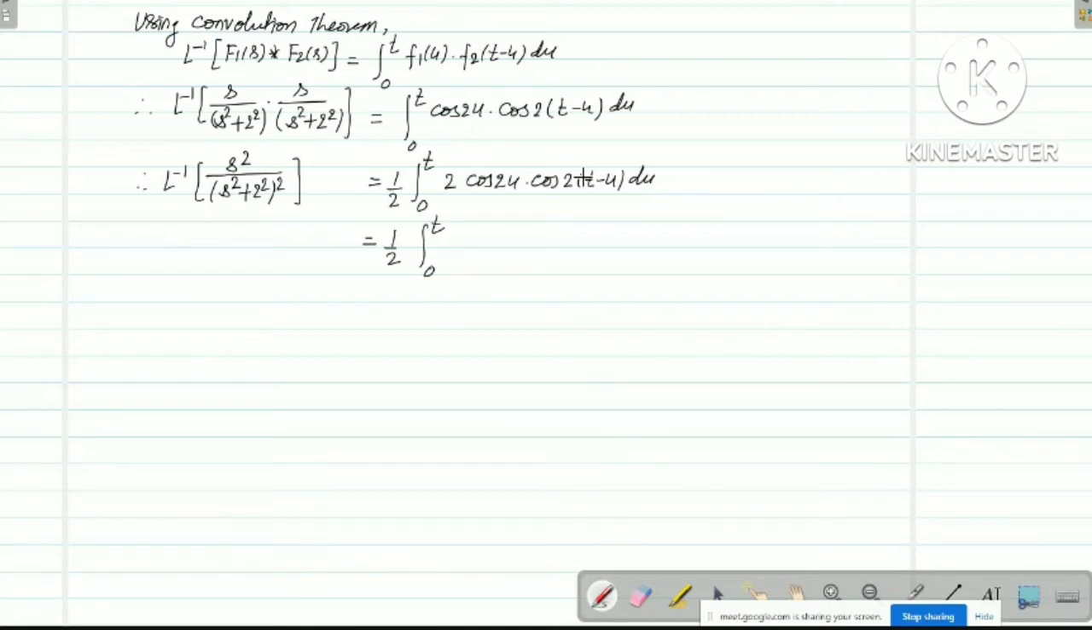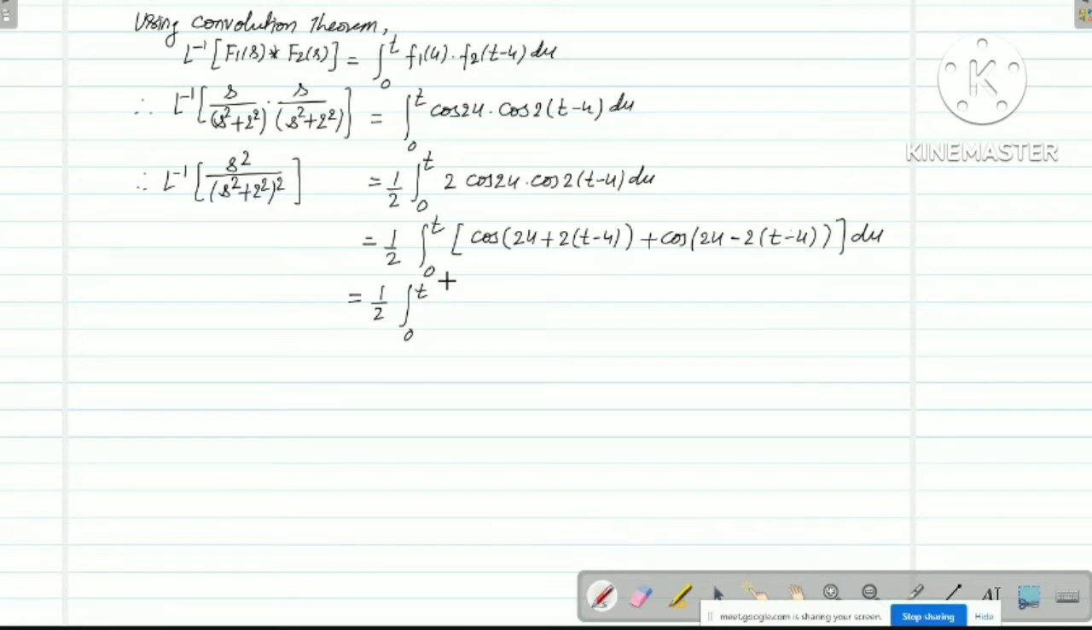You know the formula: 2 cos A cos B equals cos(A plus B) plus cos(A minus B). Yes, correct. So this becomes cos(A plus B), where A is 2u and B is 2(t minus u), close the bracket, then plus cos(A minus B), which is 2u minus 2(t minus u), close the bracket, and du. This equals 1 by 2 integration with limit 0 to t. Before integrating we must simplify the bracket. So this is what?